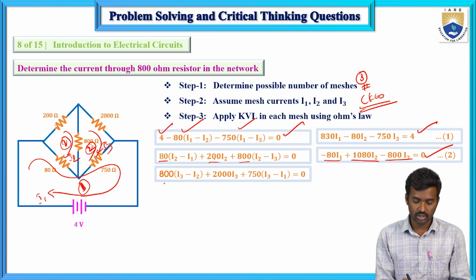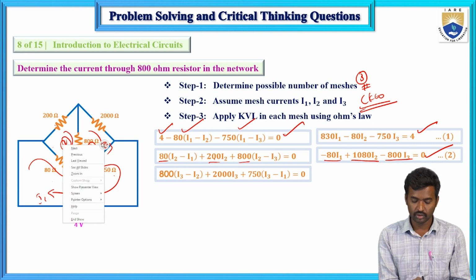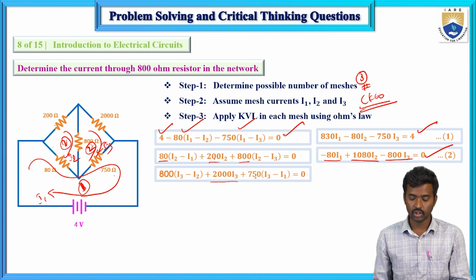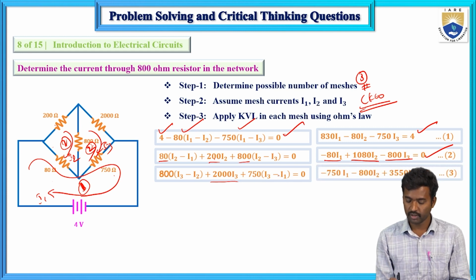Next, the third equation: apply KVL in mesh 3. Here 750 into I3 minus I1, and 800 into I3 minus I2, and next 2000 I3, the 2 kilo ohm. Now if you simplify this, minus 750 I1 and minus 800 I2, and if you add these 3 resistors, that is 3550 I3 equals 0. That is equation number 3.